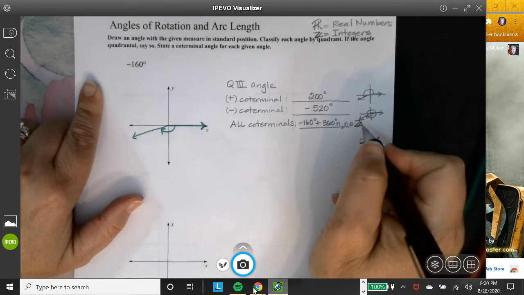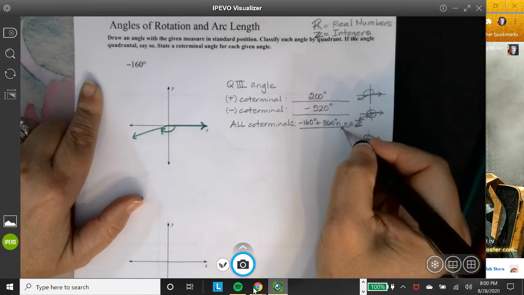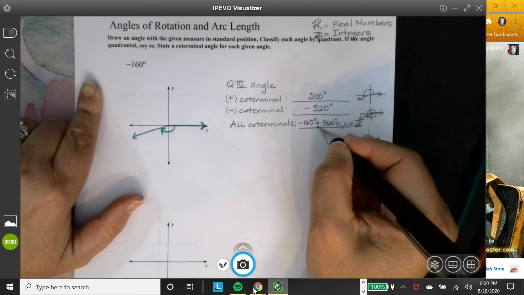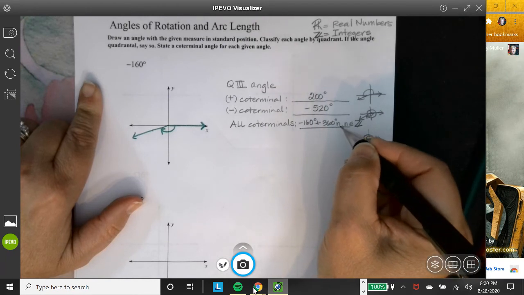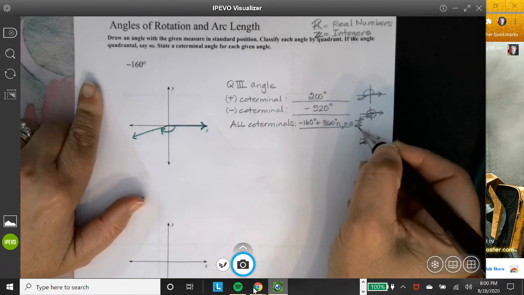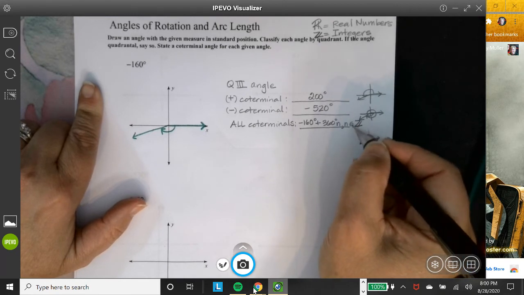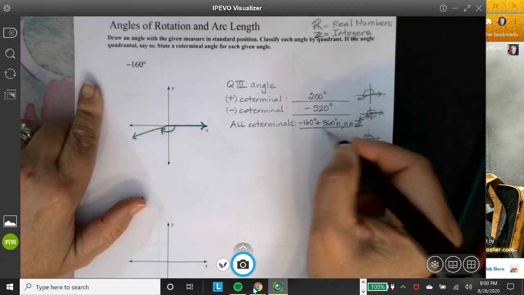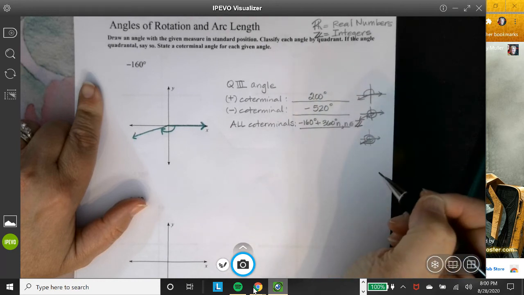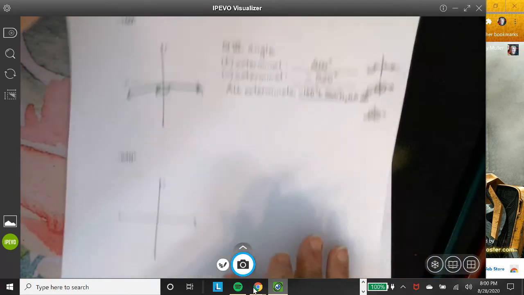Now, a lot of students ask me, well, Mrs. Muller, why don't I do plus or minus here? Well, because I've defined n as an integer. So if n is an integer, it's either plus or minus. So this integer representation here takes care of this plus or minus. Okay? All right, so let's keep going.